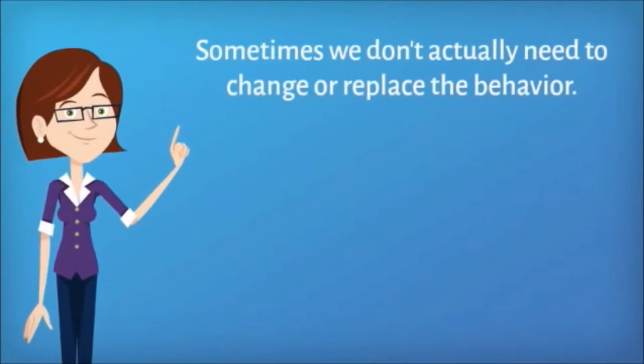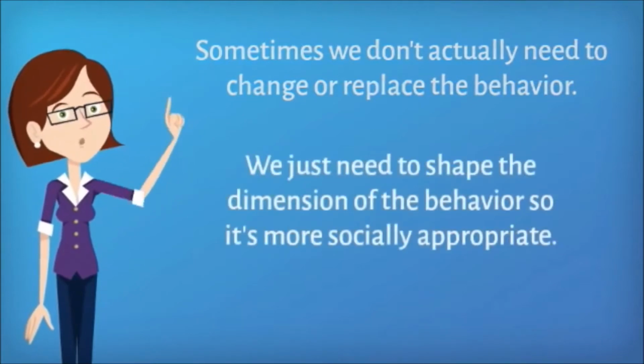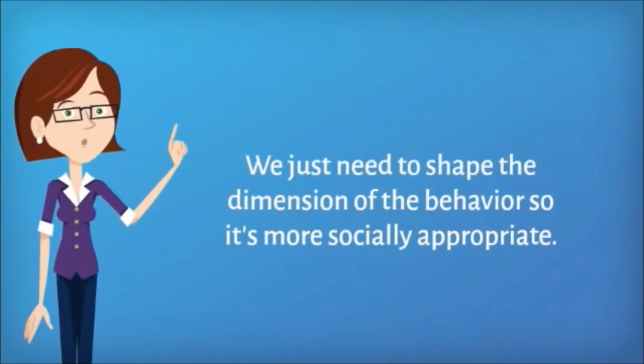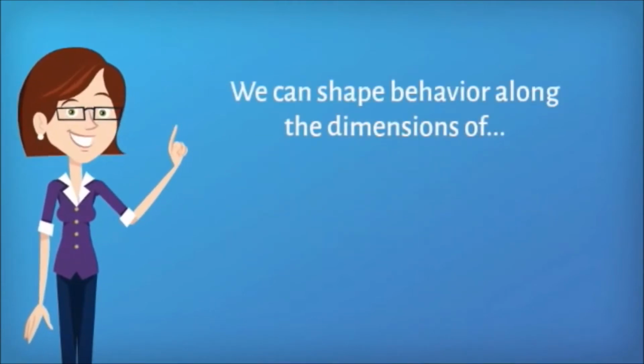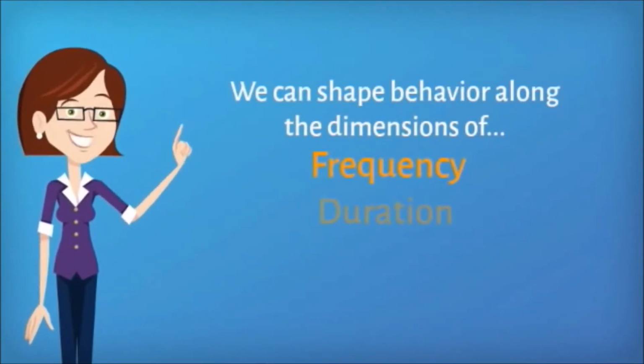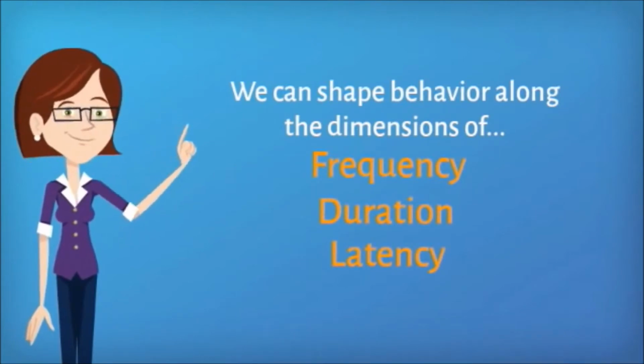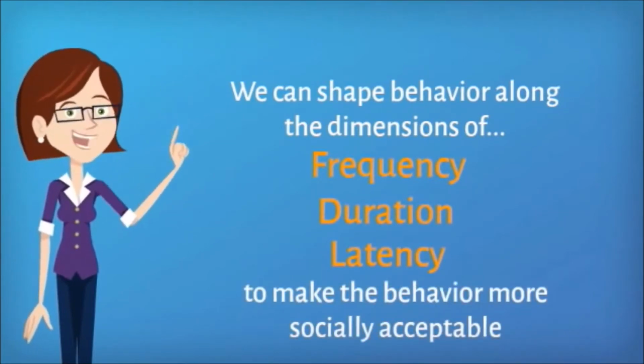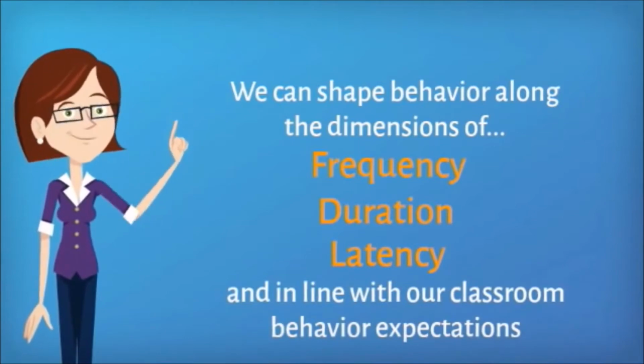So sometimes we don't actually need to change or replace the behavior. We just need to shape the dimension of the behavior so it's more socially appropriate. We shape the behavior along the dimension of frequency or along the dimension of duration to make the behavior more socially acceptable and in line with our expectations.